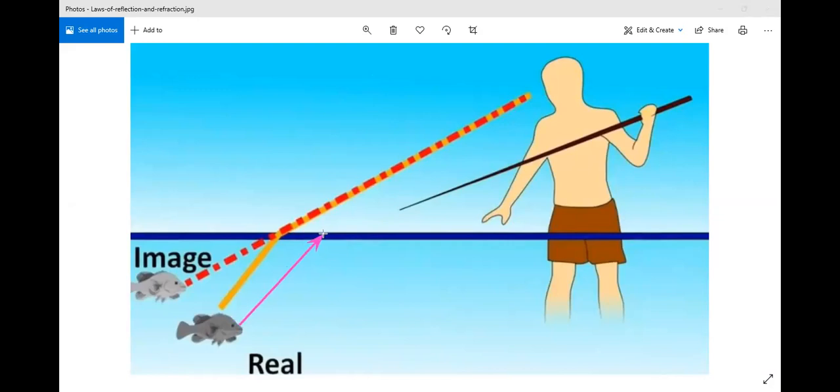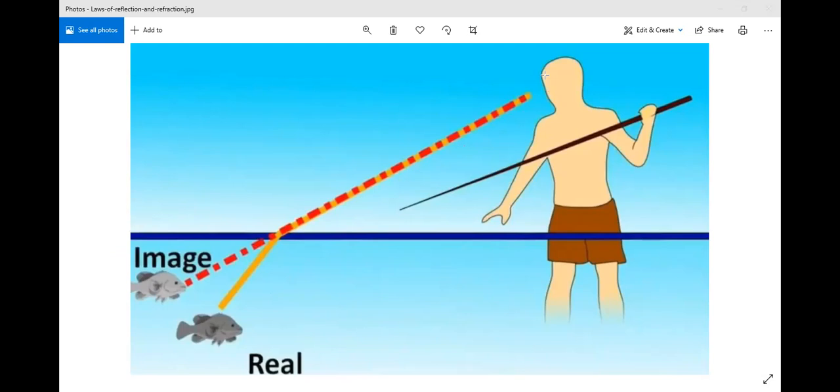Here is the light ray sent from the fish. Then it bends to its eyes. It bends, so the fish appears in another place. The image of the fish does not appear in the same place as the object.